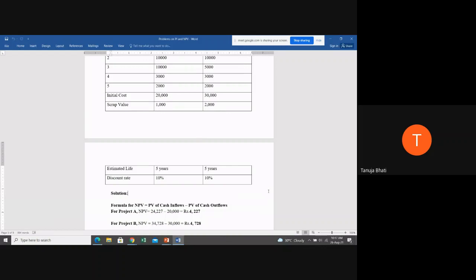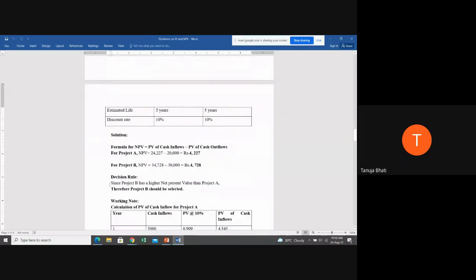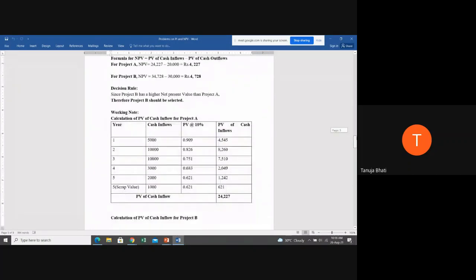So see here, the NPV is 4,227, and here the NPV is 4,728. So obviously wherever the NPV is higher, you will opt for that particular project. So your answer is correct. See the decision rule: since project B has a higher net present value than project A, therefore project B should be selected. Very good. Whoever has answered it correctly, all have answered.